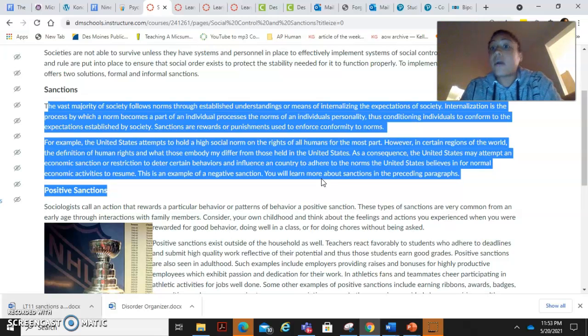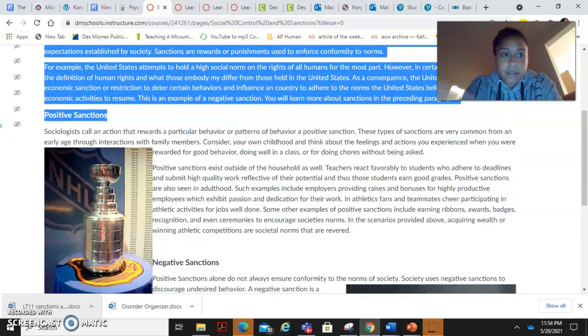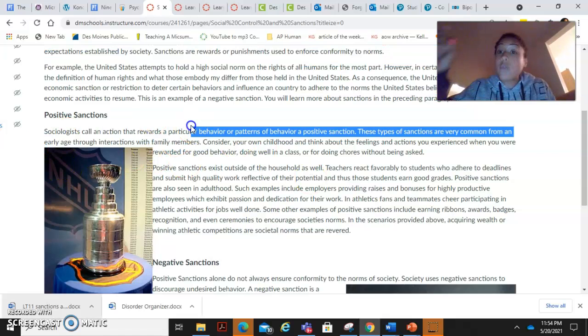This is an example of a negative sanction. You will learn more about sanctions in the following paragraphs. Okay, positive sanctions. Sociologists call an action that rewards a particular behavior or pattern of behavior a positive sanction. So when you come to class prepared and you have your project ready, you get a gold star. That is a positive sanction.